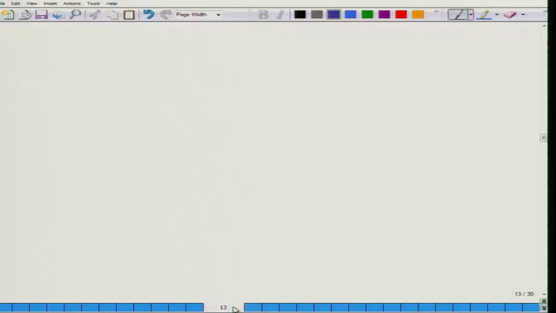So, now next we will talk about the discrete Fourier transform. A lot of times it is abbreviated as DFT. So, first let us talk about the need. Why do we need the discrete Fourier transform?